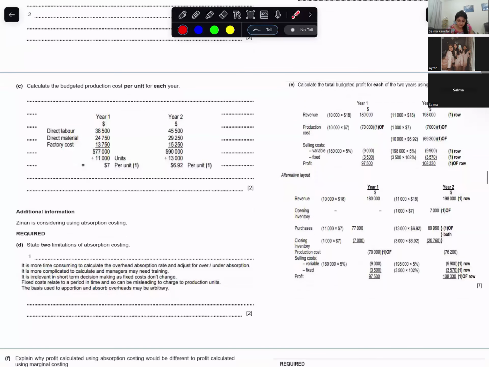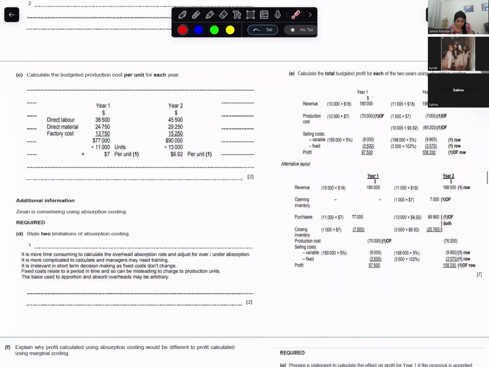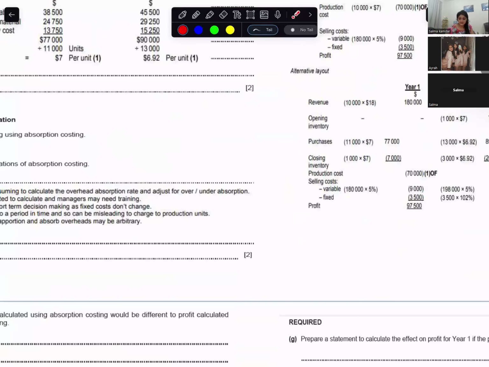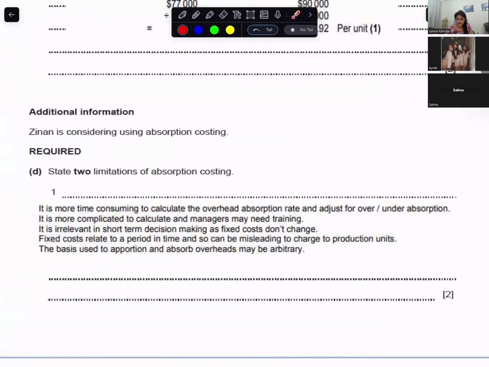Limitations of absorption costing is that it cannot be used in short-term decision making. It is more complicated to calculate. And what else? I can't. Miss, can you zoom in? It is time consuming to calculate, and then you have to adjust for overhead over and under absorption. This is arbitrary. What does arbitrary mean? It is based on assumptions.